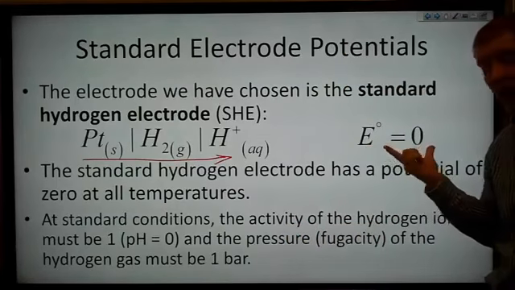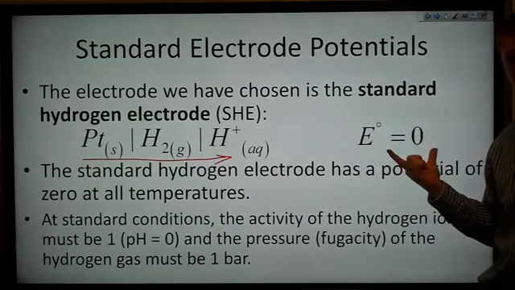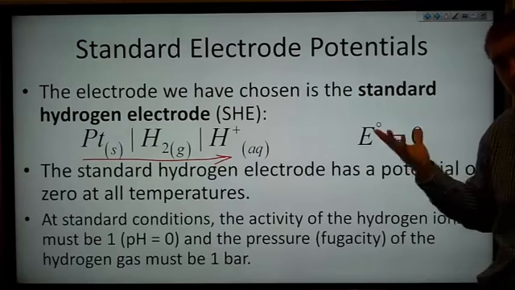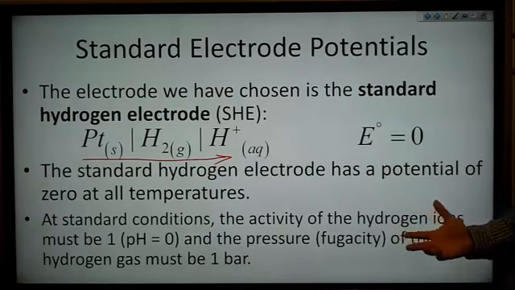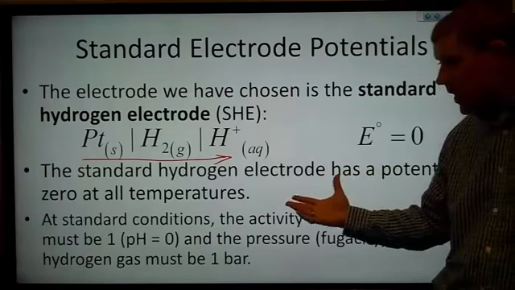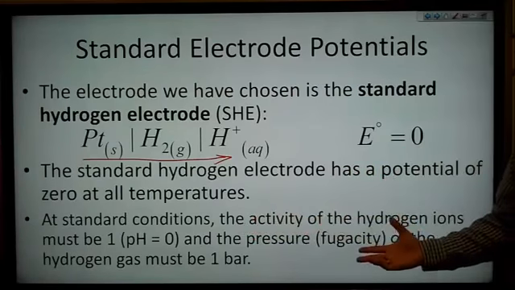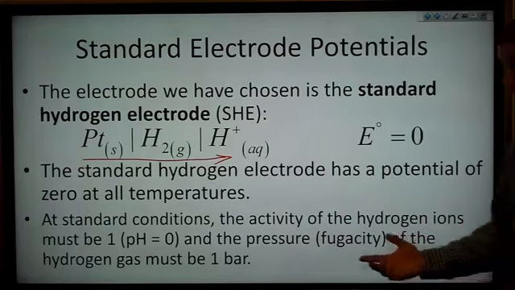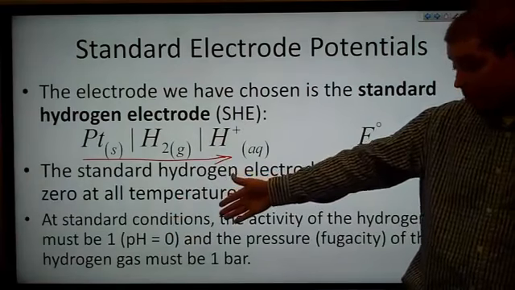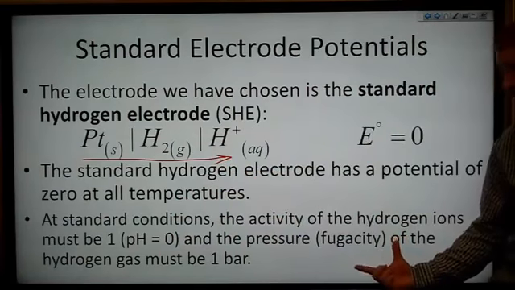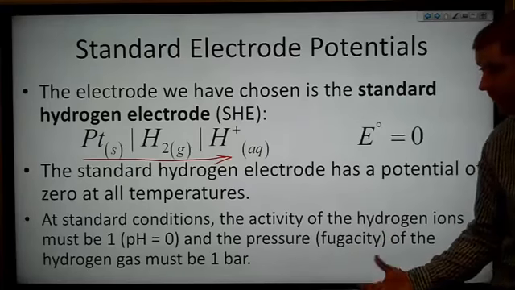And note that we're defining our cell potential here as 0. It's not really 0, but we don't know what it is. So we're just going to say that it's 0 and measure the others relative to this one. We're defining it to be 0 at all temperatures. At standard conditions, the activity of the hydrogen ions must be 1, which means we have a pH of 0. This is awfully acidic. And the fugacity of our hydrogen gas must be at 1 bar.